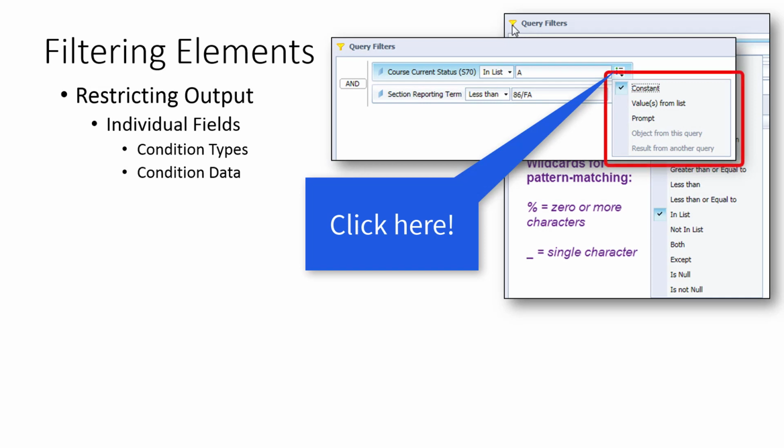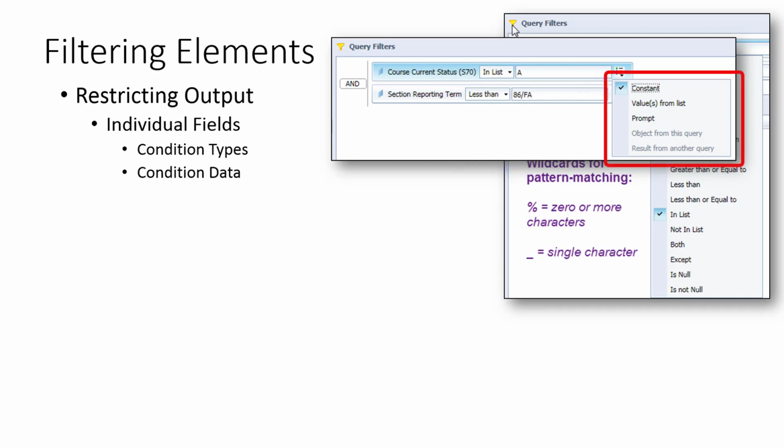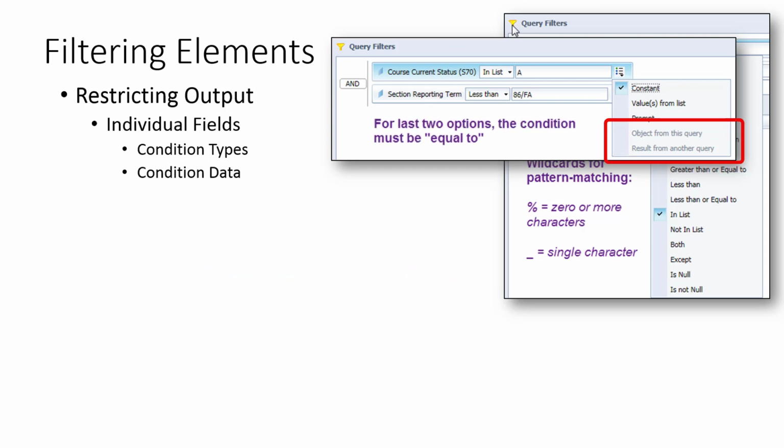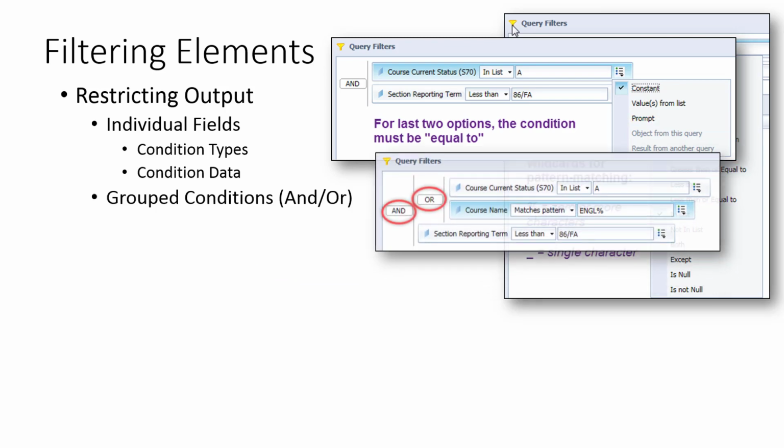Condition data is what the condition type is comparing the database value to when making the selections. A constant is a hard-coded value. Value from list allows selection of multiple values to be matched against. Prompt we'll touch on in a minute. The final 2 options are matching the database against internal values, either the results of another query, which must be run before this filter will work, or another field value in this query. For these options to be active, the type of condition must be equal to.